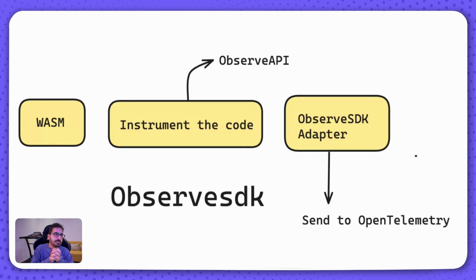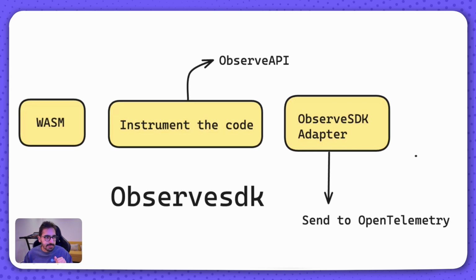Moving next is something by Dylibso called Observe SDK. What happens here is you have the WebAssembly code. You now instrument that code using something called Observe API. Now that Observe, everything is open source. So Observe SDK and Observe API, both are open source projects. And you can use Observe API using manual instrumentation or auto instrumentation. And then you will be having the Observe SDK adapter that will be sending data to OpenTelemetry, Datadog, and there are different types of adapters.